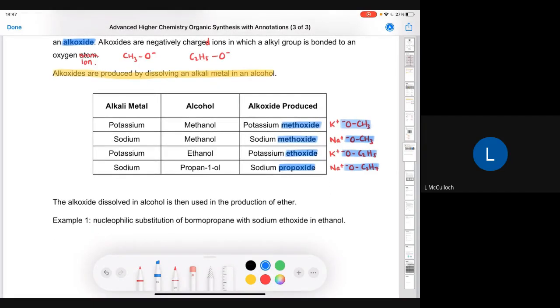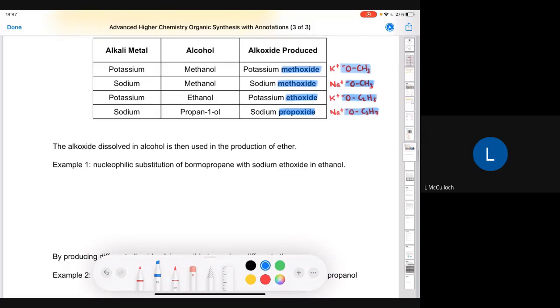So the alkoxide dissolved in alcohol is then used in the production of ethers. So we're going to look at example 1, which is nucleophilic substitution of bromopropane with sodium ethoxide in ethanol. So your nucleophile here is going to be the ethoxide. So let's have a wee look at this reaction. A wee bit of a typo here. We're going to make that 1-bromopropane. It's just missing the number and the letters were back to front.